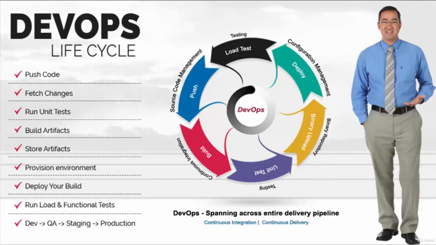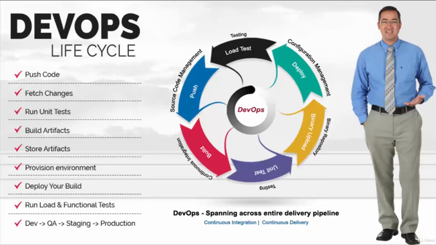Just briefly, the DevOps lifecycle, I've covered this in previous lectures, but just to give you an idea, it encompasses the testing, the source code management, the continuous integration, and then unit testing, the binary uploads, and then deployment, and so on. So you push code, you fetch the changes, you run the tests, you build artifacts, you store those artifacts, you provision the environment, deploy your build, run some tests, and then move into production. So DevOps spans across the entire delivery pipeline.